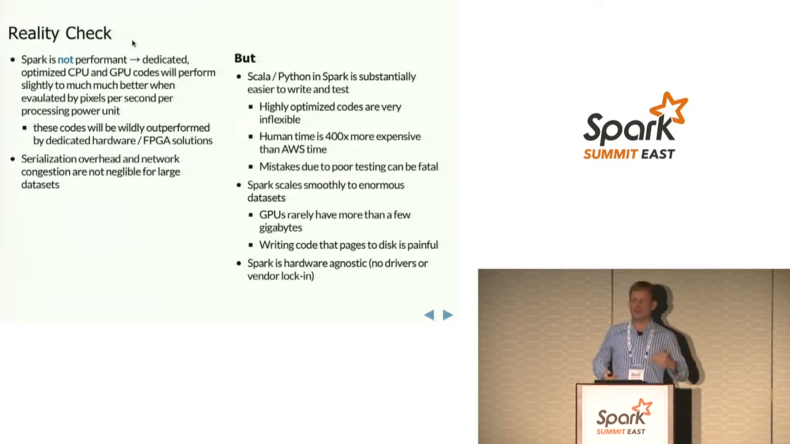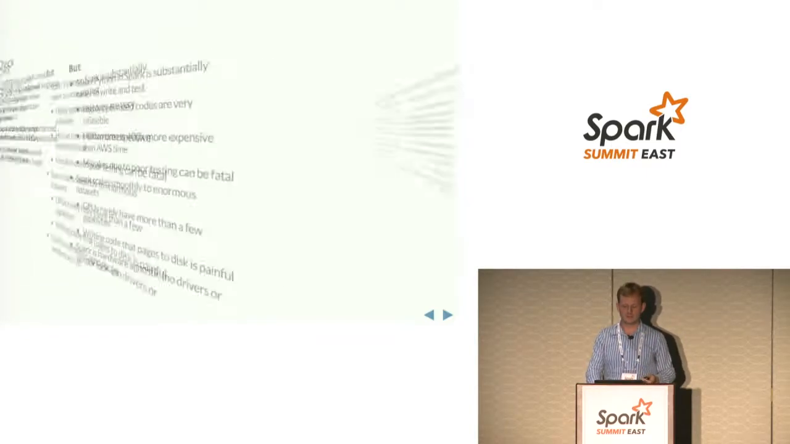So in terms of a reality check, a lot of the stuff we mentioned will not be nearly as performant as optimized CPU or GPU code, but it's much easier to program. Human time is 400 times more expensive than AWS time for sort of the base instance. Mistakes due to poor testing, if you're implementing very specific algorithms, can be fatal. It makes your data useless. And when you're dealing with really large data sets, they won't fit in GPU memory or local CPU memory. And so you spend a lot of time dealing with the logistics of loading data in and out and making sure the edges overlap, which isn't really related to your problem at all. It's more of an implementation detail.